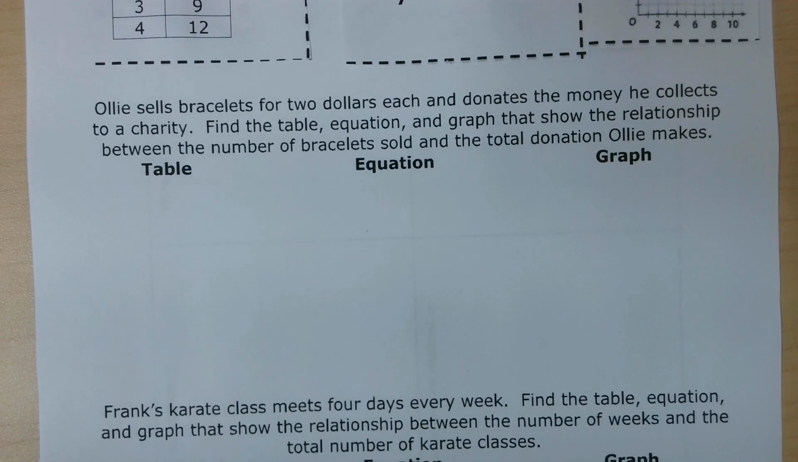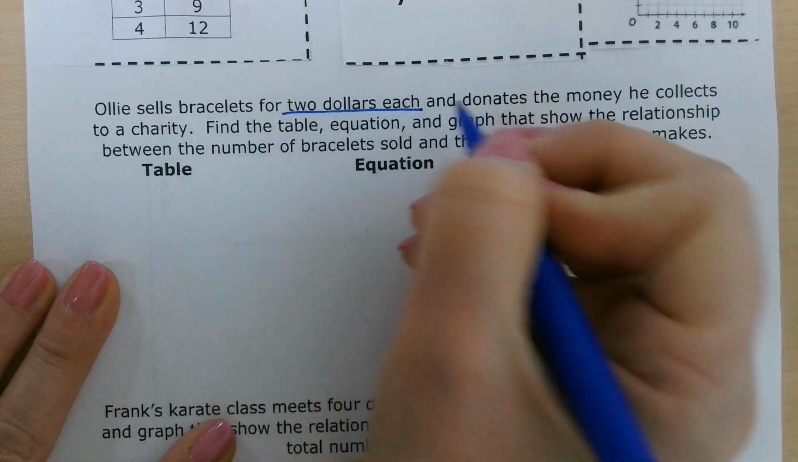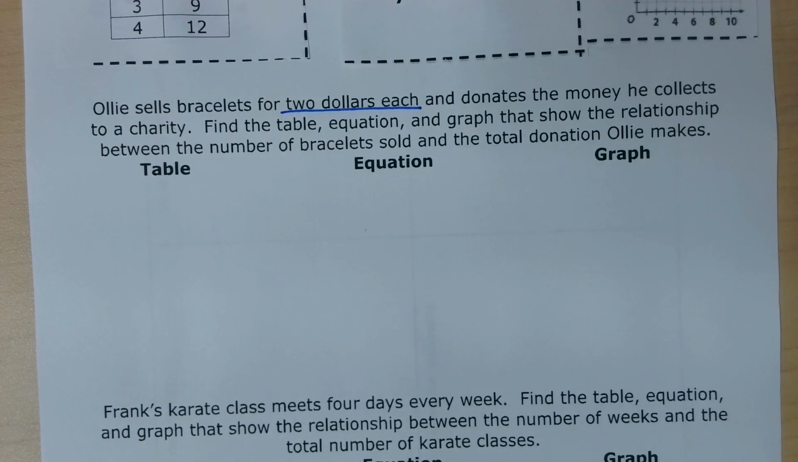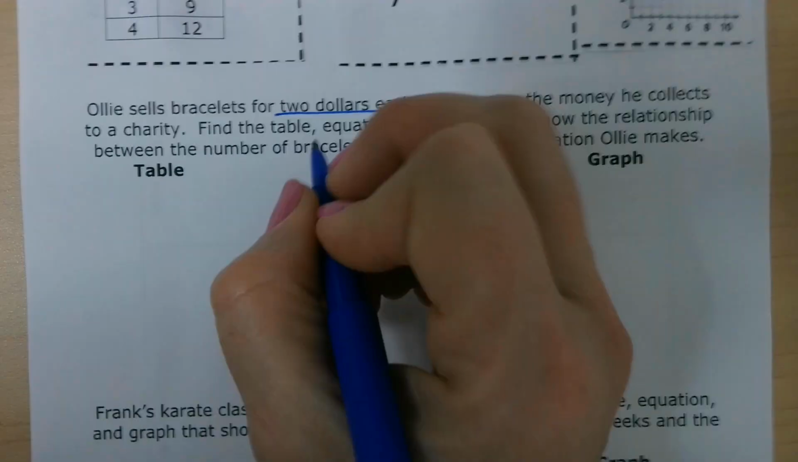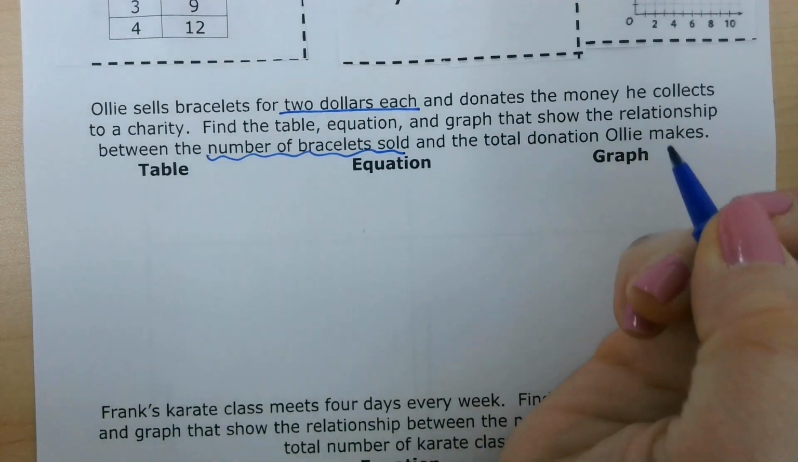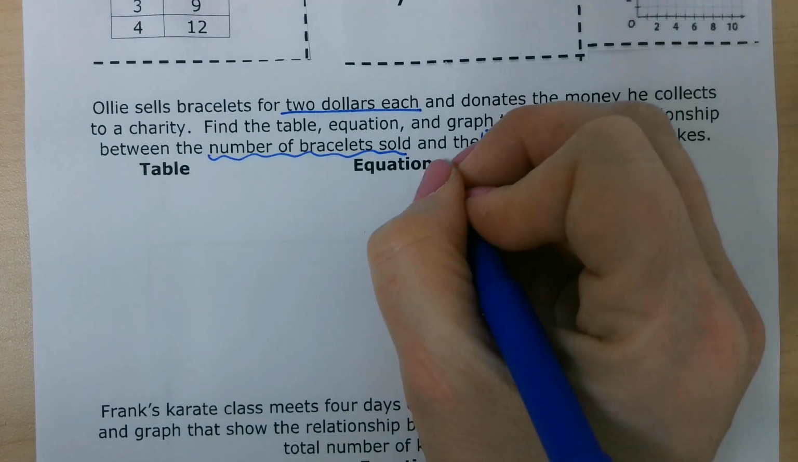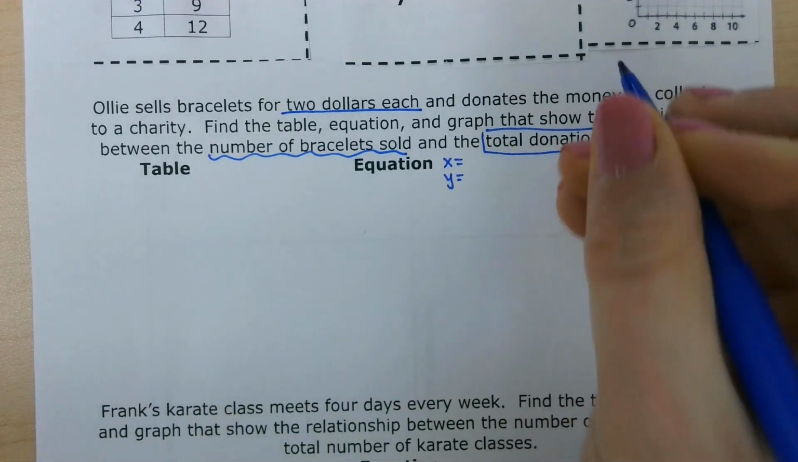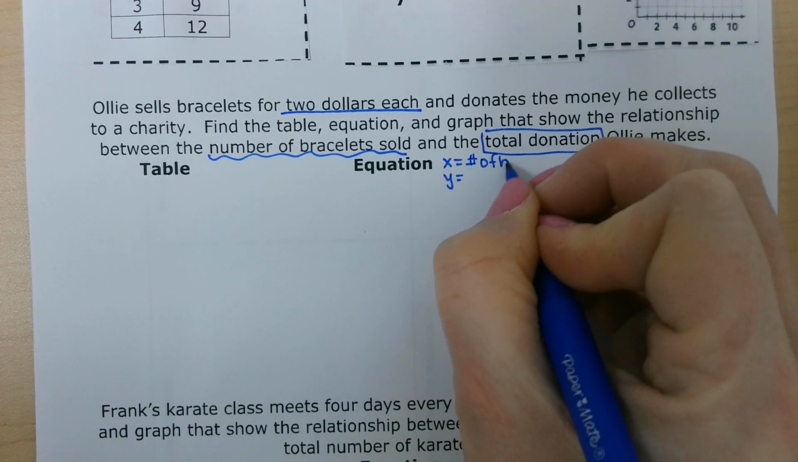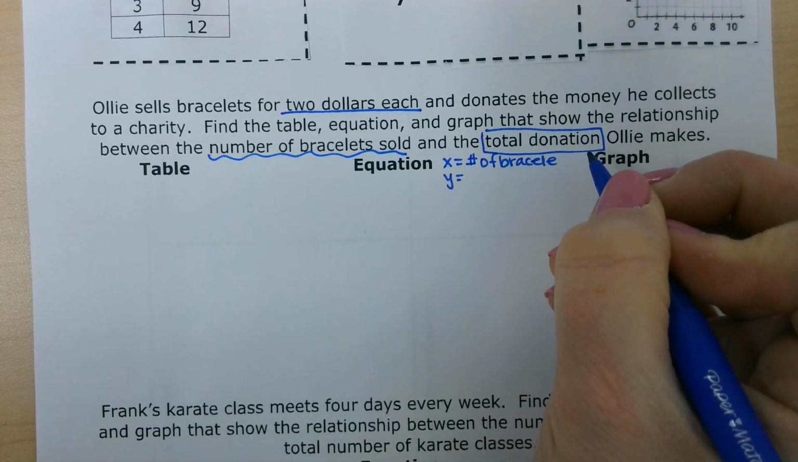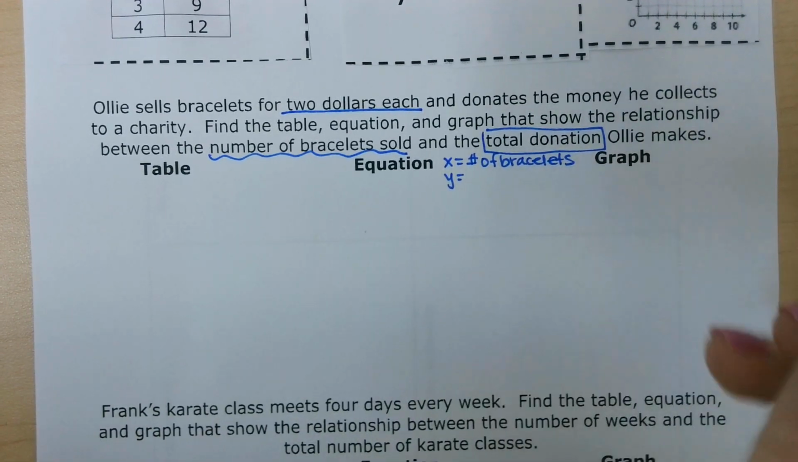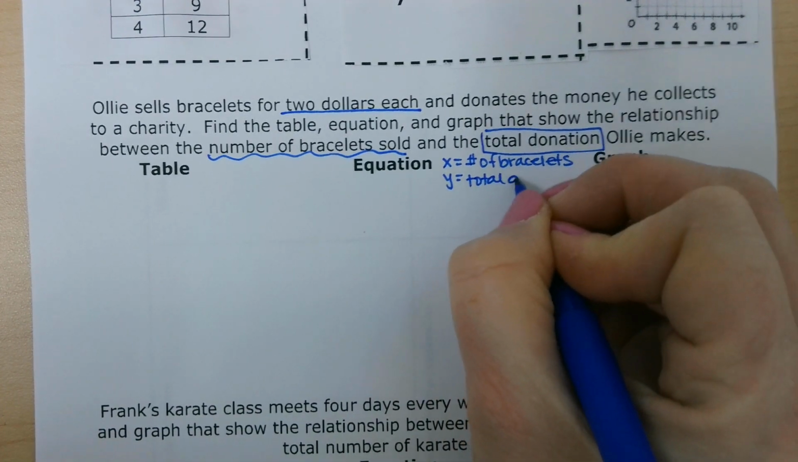Okay, the next problem. Ollie sells bracelets for $2 each and donates the money he collects to a charity. So we already see some keywords here. $2 each. Find the table, graph and equation that show the relationship between the number of bracelets sold and the total donation that he will make. All right, so our x, our input, would be number of bracelets, because that is what will change. And y would be the total donation.